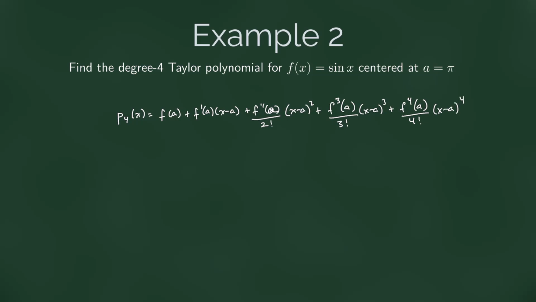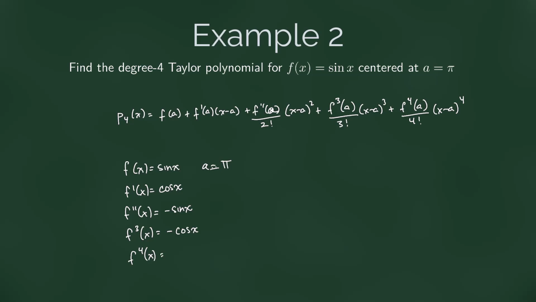So our function is sine x. Our a value is pi. So let's calculate some derivatives. F prime of x is the cosine of x. F double prime of x is negative sine x. The third derivative is going to be negative cosine of x. And the fourth derivative is going to be back to positive sine of x.